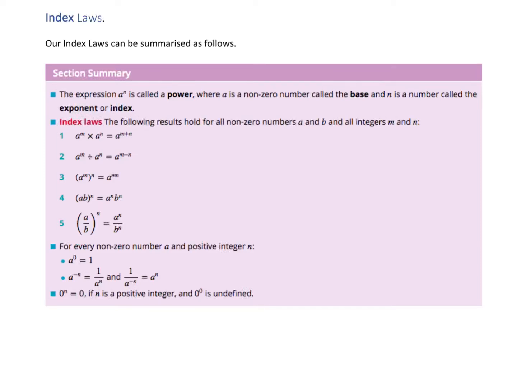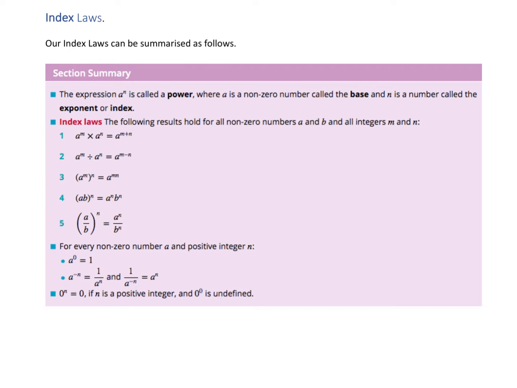So we're looking at index laws as an introduction to logs and exponentials. Now, index laws are probably something that you've looked at in year 10, perhaps even year 9, but now they become more important because they will help us manipulate information so that we can graph.